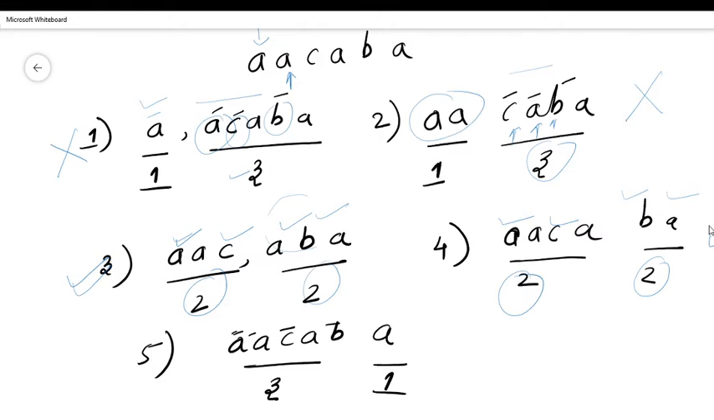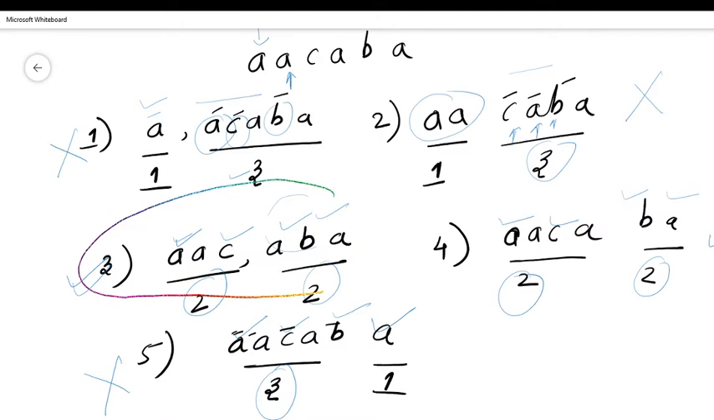Coming to the last split, AACAB. How many unique characters does it have? A, C and B, which is 3, and 1 on the right. Hence, it's a bad split. So our answer will be 2. These are the good splits, this one and this one. Hence, the answer will be 2, right?